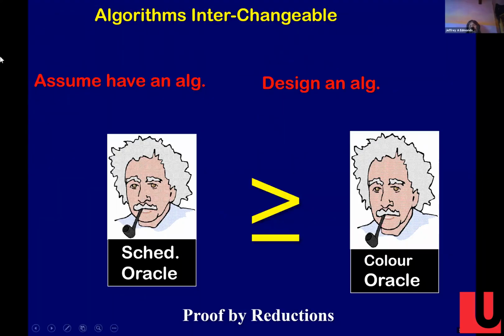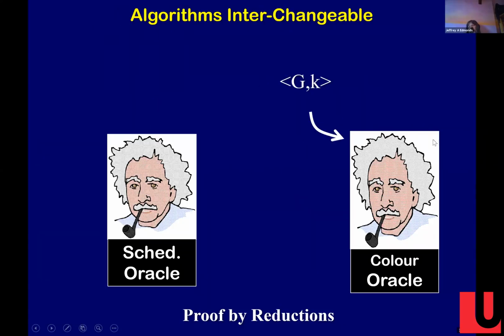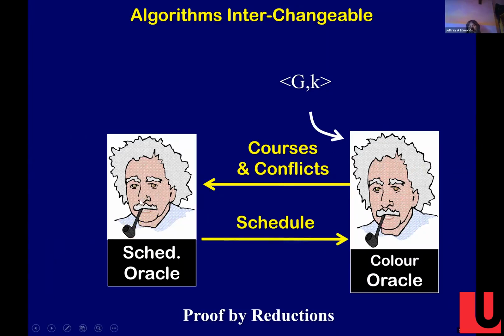All right, so how do you go the other direction, right? We say, suppose we had an algorithm for the Oracle problem, how would we solve coloring? Well, we would do it the other way. If we were given a graph that we wanted to color, we would map it over to courses and conflicts, and then the Oracle would tell us how to schedule it, which would tell us how to color the graph, right? So that shows if you could do one, you could do the other.